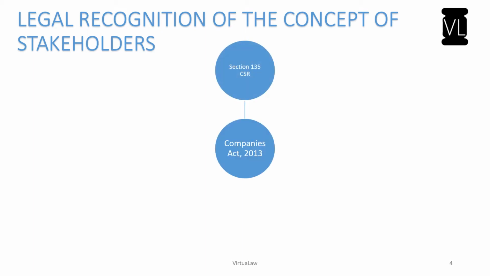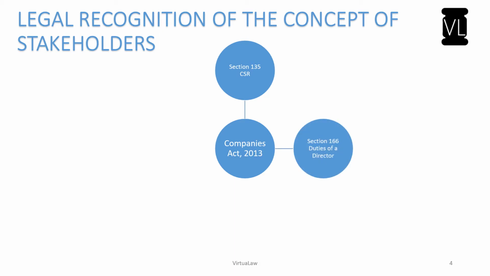Firstly, Section 135, the CSR, the corporate social responsibility, is a complete section which deals only with the concept of stakeholders, which says that companies shall be responsible towards protecting the interests of the stakeholders and the communities in which they operate. So this one section is totally related to the stakeholders in terms of community upliftment and also protection of human rights.